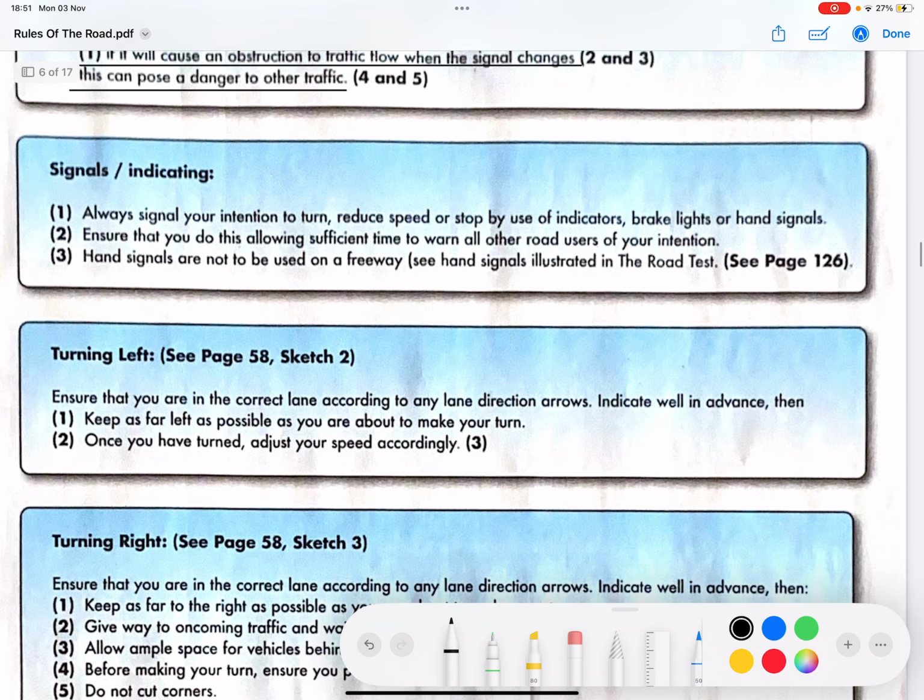Okay? Signals and indicating. Always signal your intention to turn, your intention to reduce speed, to stop by use of indicators, brake lights, and hand signals. Ensure that you do this, allowing sufficient time to warn all road users of your intention. You don't indicate here and you are turning here. You indicate well in advance.